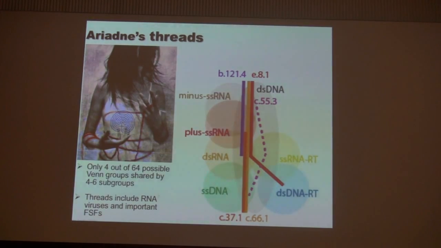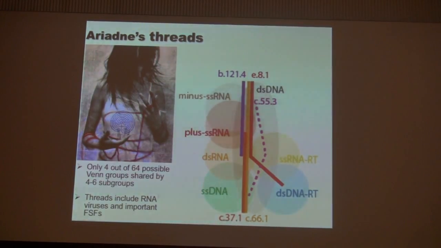And what we've done is basically look at how many, for instance, possible groups exist of Venn groups that are shared by 4 to 6 groups. So this is what you have. This is a distillation of the findings. And of course, we then count individual full superfamilies that match this distribution.